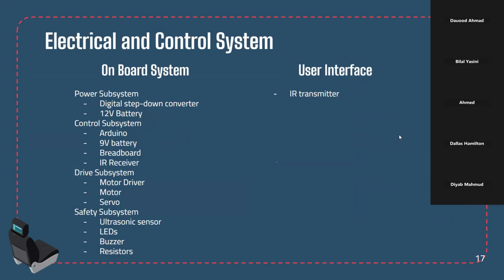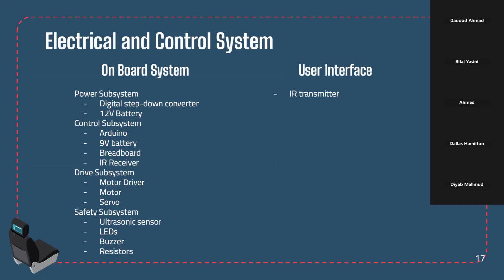All right, so move on to electrical and control systems. Most of it will be the onboard system, using most of the materials provided, such as the Arduino, which will be kind of the brain of the car, power, mechanically the breadboard. We also have, of course, the motor driver, and the motor servo to help control finer steering.